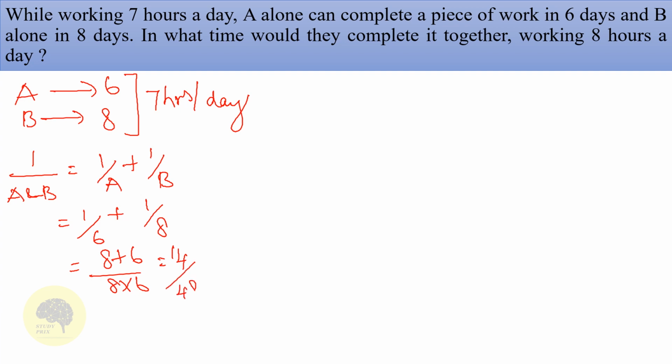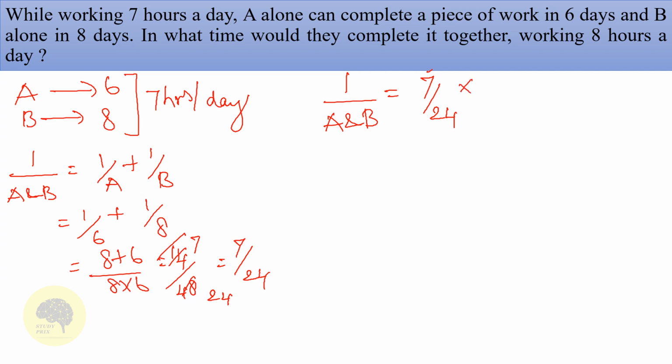14 by 48, 7 by 24. Therefore, work done by A and B together in 1 day working 7 hours a day is 7 by 24, and we have to convert this into work done by A and B together in 1 day, working 1 hour a day.